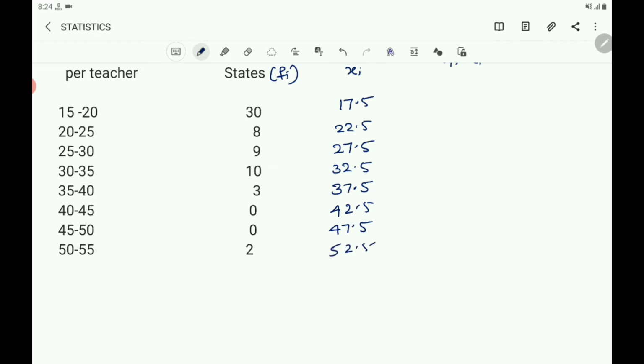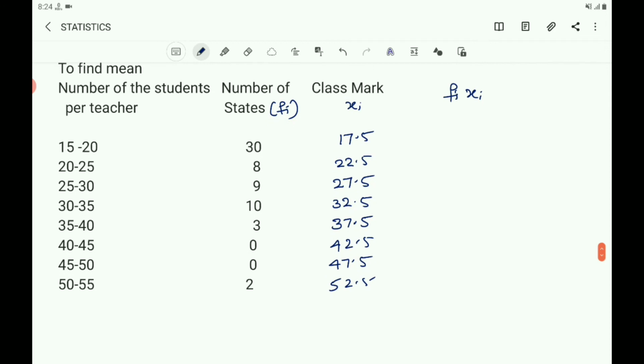Or here, you know that 17.5 plus 5 is 22.5, 22.5 plus 5 is 27.5, plus 5 is 32.5, plus 5 is 37.5, plus 5 is 42.5, plus 5 is 47.5, plus 5 is 52.5. You can also add the size of the class, as the size of the class is 5, that is the same size here. Next you find fi, xi.